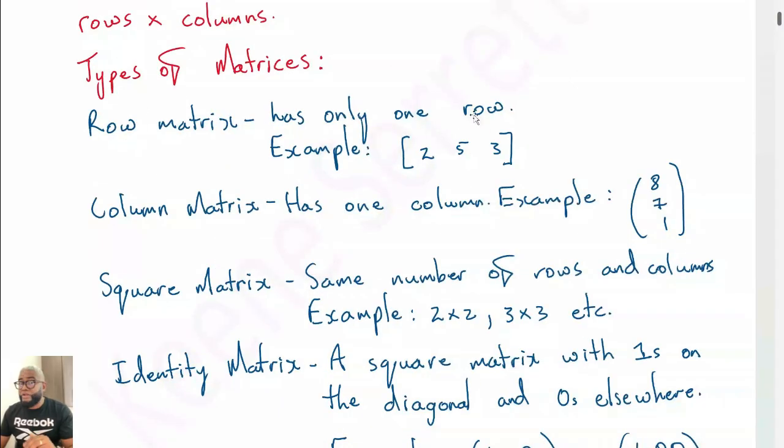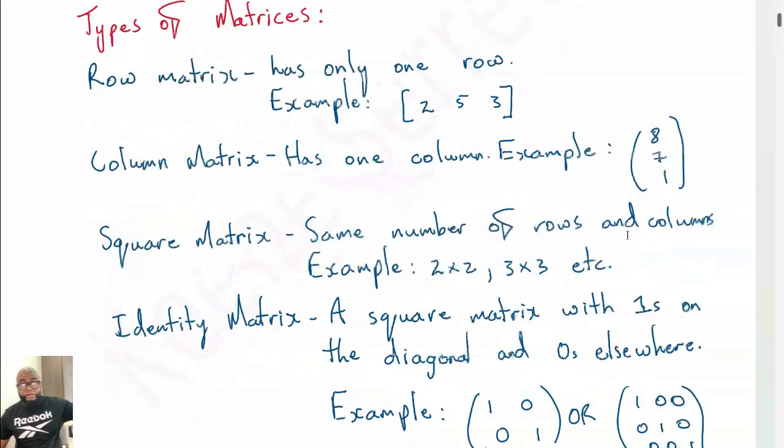A row matrix has only 1 row. So you see we only have 1 row here, right? 1 row, but you actually have 3 columns. The 3 columns will be the 3 numbers, okay? But 1 row is called a row matrix, right? A column matrix has 1 column. So you see we have 1 column coming down, but you actually have 3 rows. Okay, everybody good there?